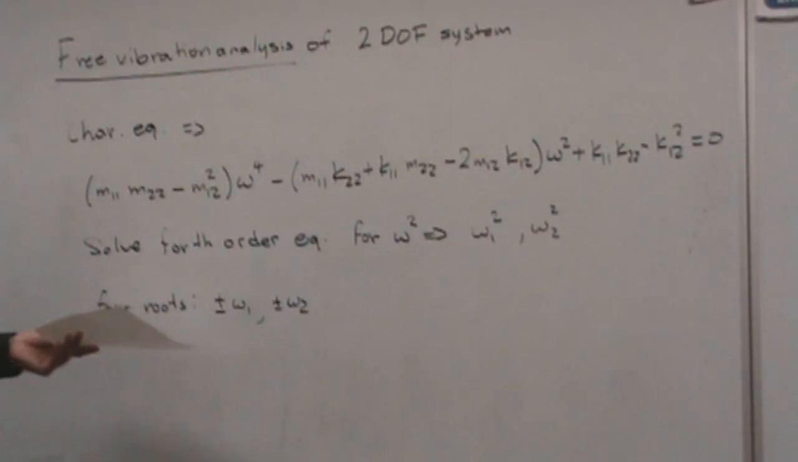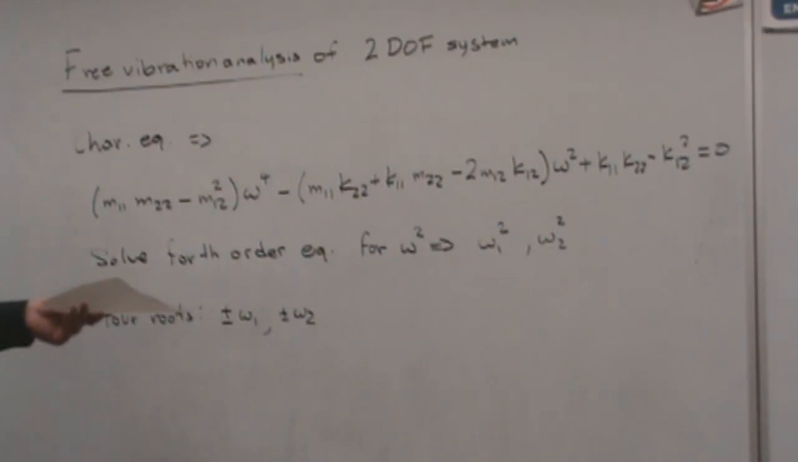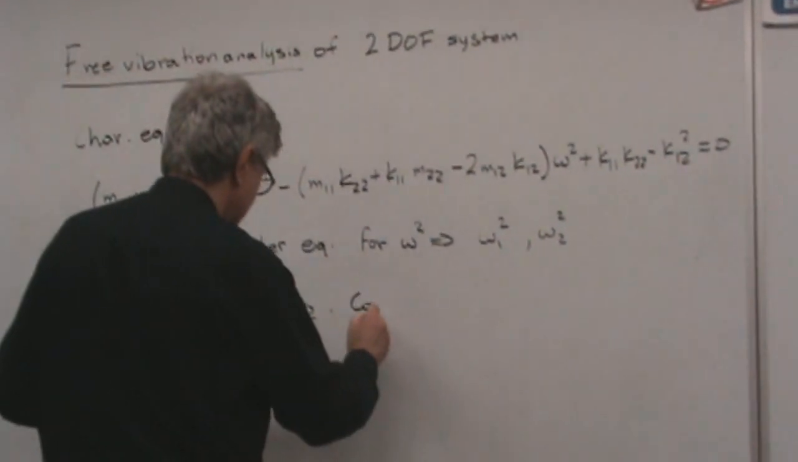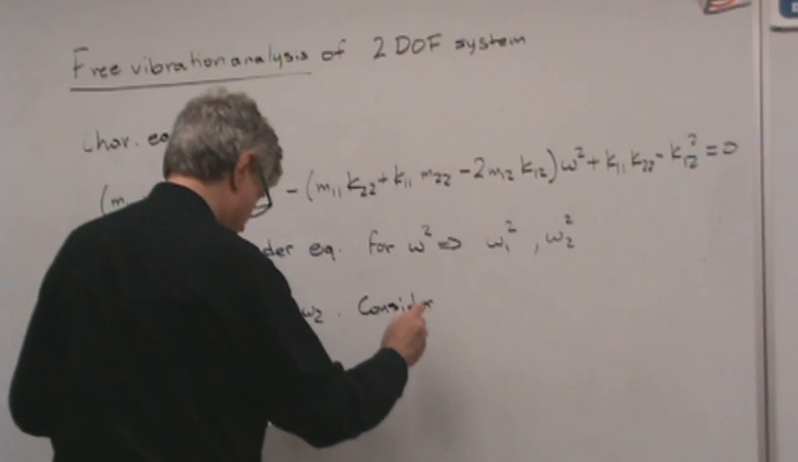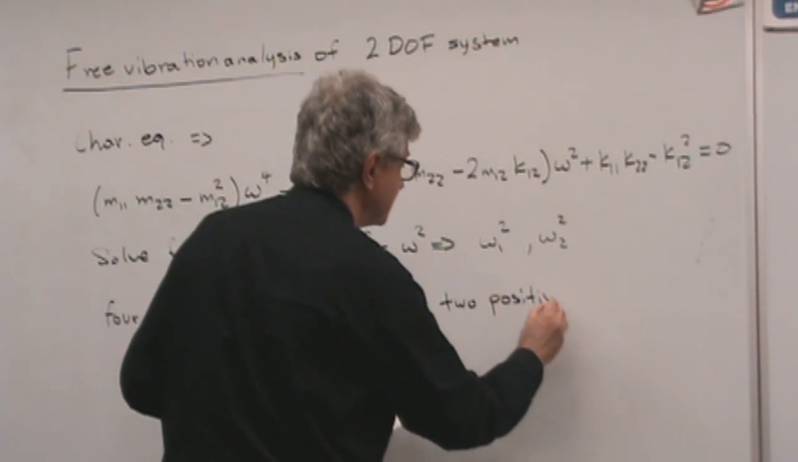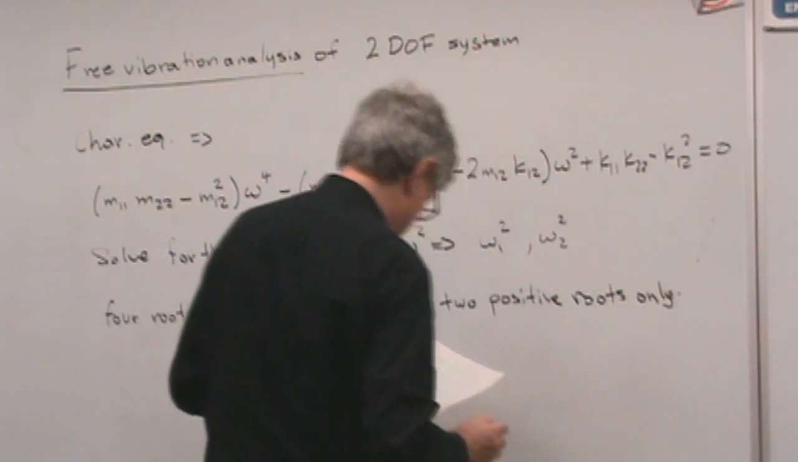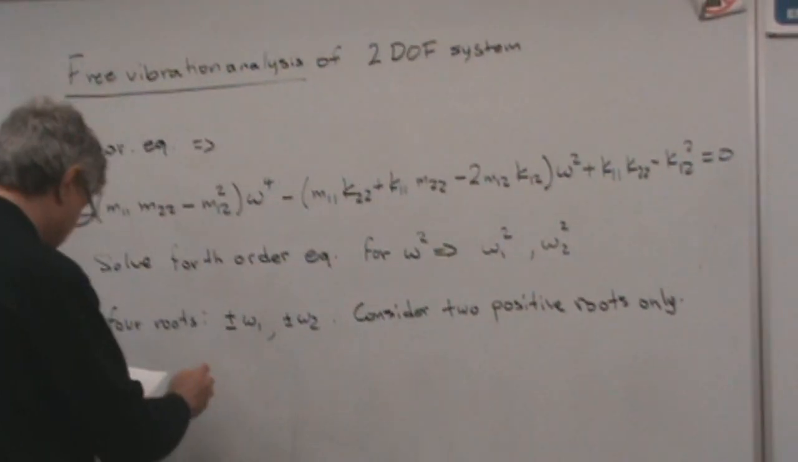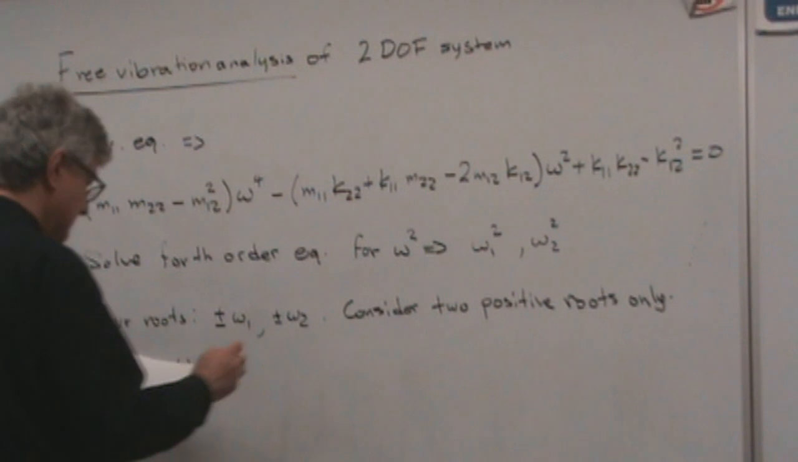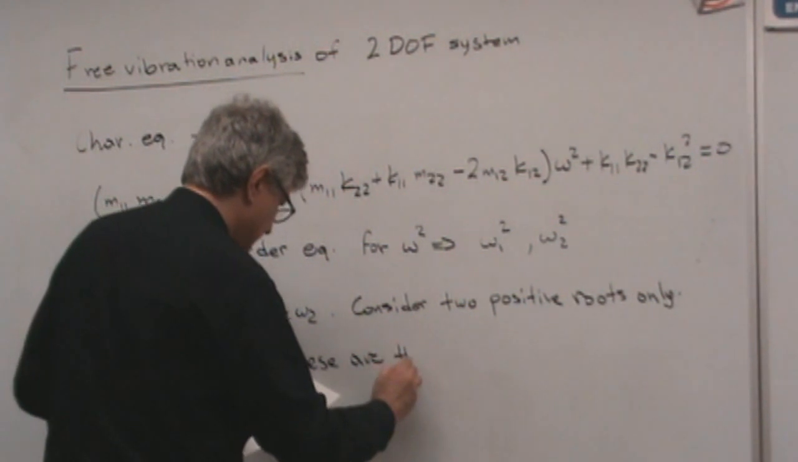Now, frequencies of oscillation cannot be negative, so we discard the negative solutions and you just get the positive solutions. So consider 2 positive roots only, and these are omega 1 and omega 2. And these are the natural frequencies.